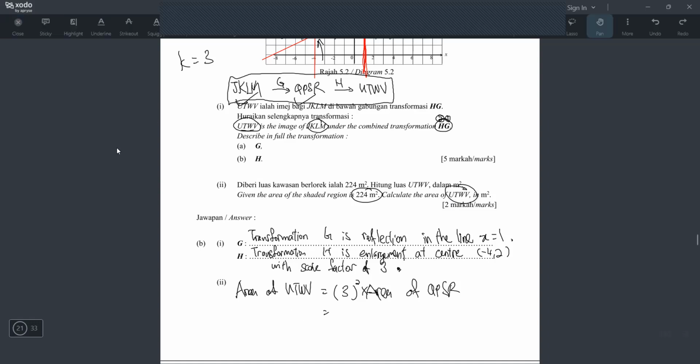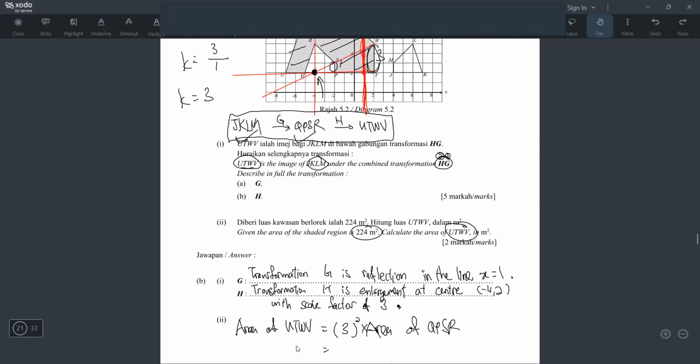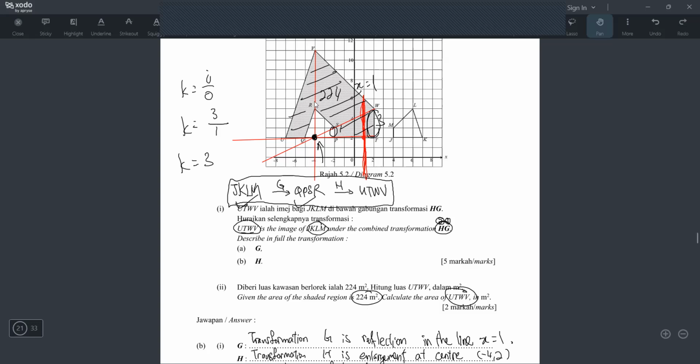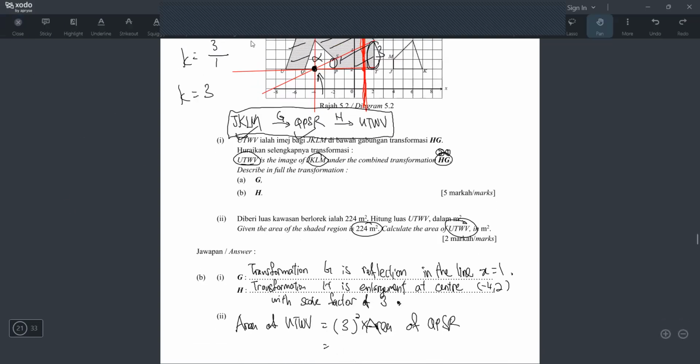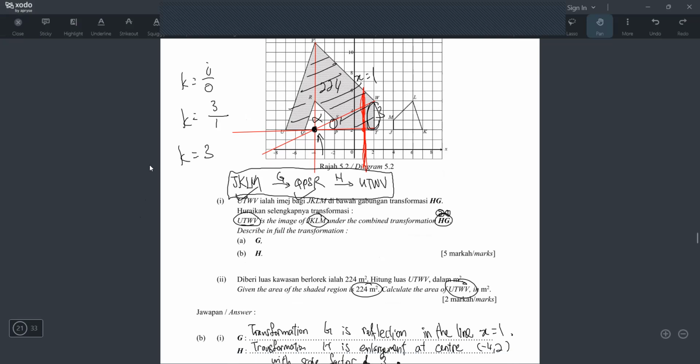So let's go to label. 224 is shaded. So 224 is here. It means yang sini saja. Tak termasuk pun sini. Tak termasuk yang bawah sini. So the 224 I cannot masuk inside the UTWV because UTWV means you need the whole area. So sini masalah kan? So sekarang masalah saya apa? Tak tahu sini. Tak tahu sini. That's why I cannot masuk here. I cannot masuk here. And I also cannot masuk QPSR because QPSR pun saya tak tahu. So masalah apa saya sekarang?